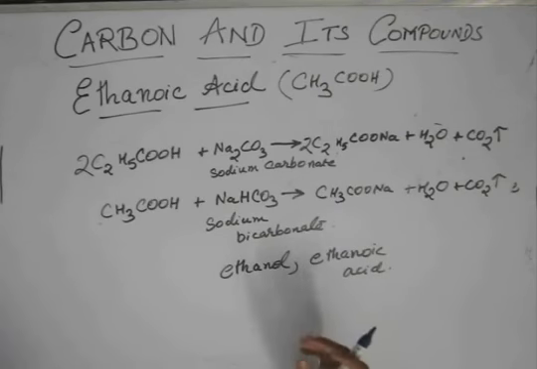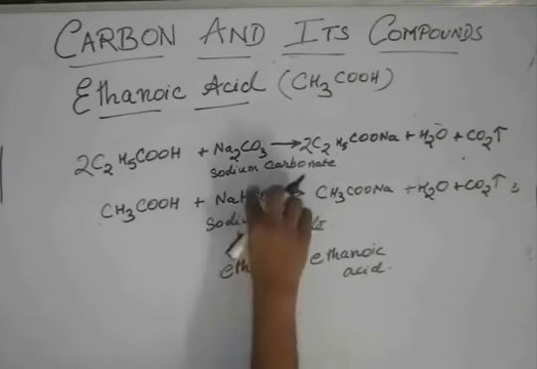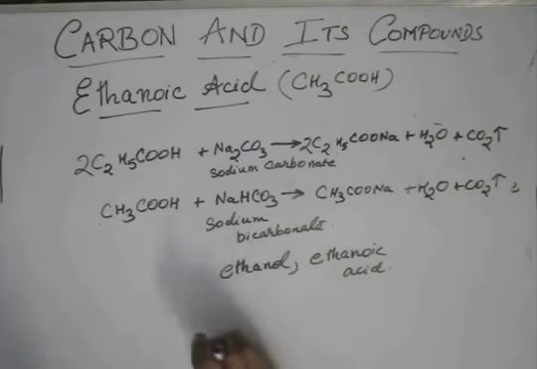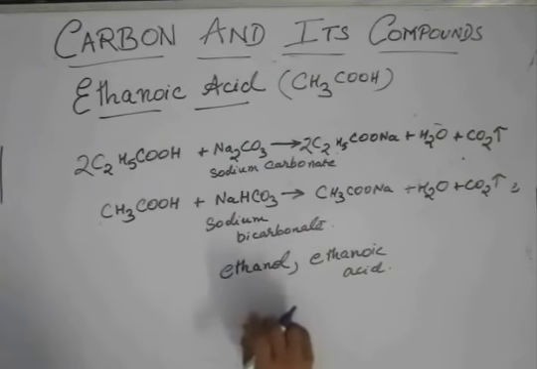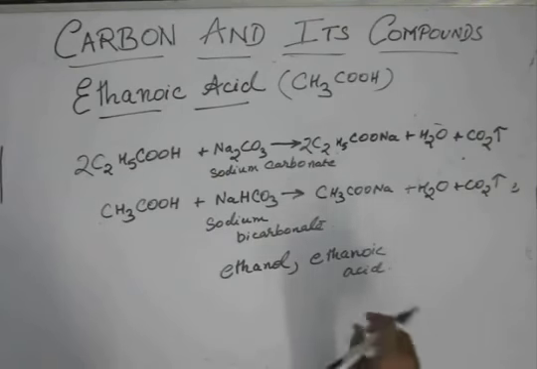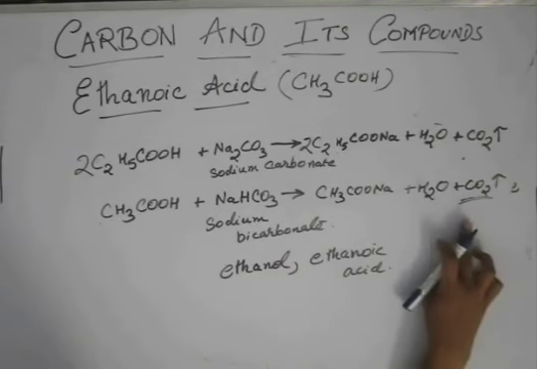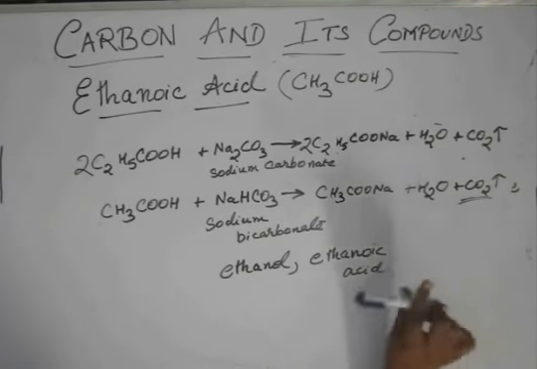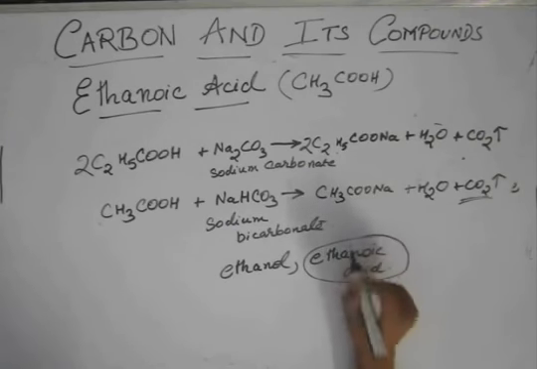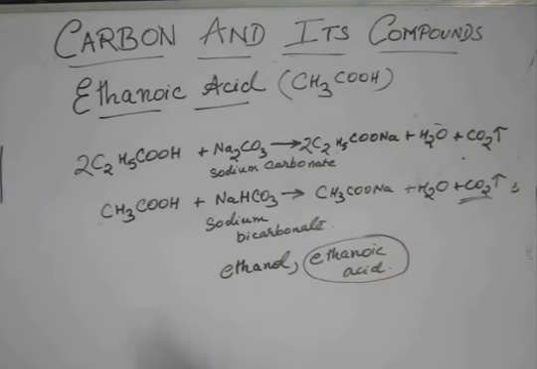So first what you will do, ethanol will not give this reaction and ethanoic acid will give this reaction. So you add a little sodium bicarbonate or sodium carbonate to both the test tubes. So in one test tube there will be effervescence of this CO2 and in one test tube there will be no effervescence. So you directly get that the test tube in which the effervescence is there is the test tube containing ethanoic acid. So this is a useful test to distinguish ethanoic acid.